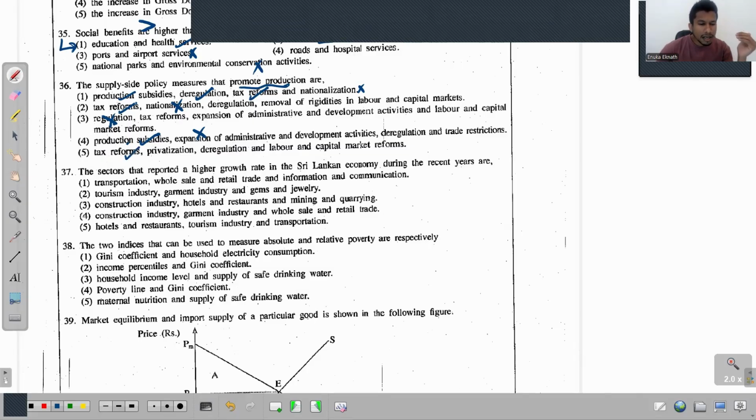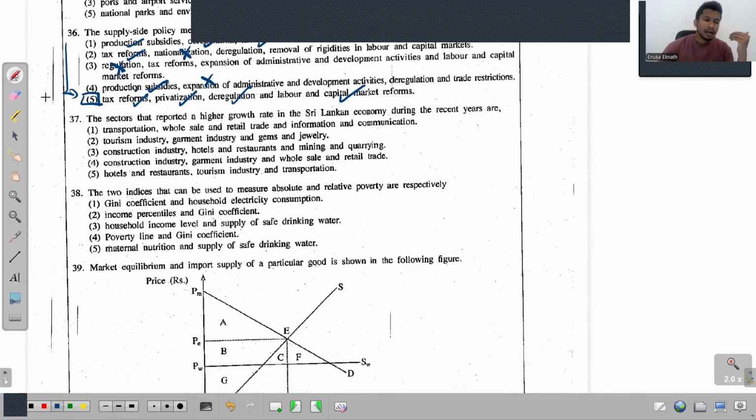The fifth one, tax reforms, correct. Privatization, correct. Deregulation, correct. And labor and capital market reforms, 100% correct. So this option shows the supply side policies which may promote production in the economy. So the answer for this question 36 is the fifth one. That's an easy question. Right. 37.